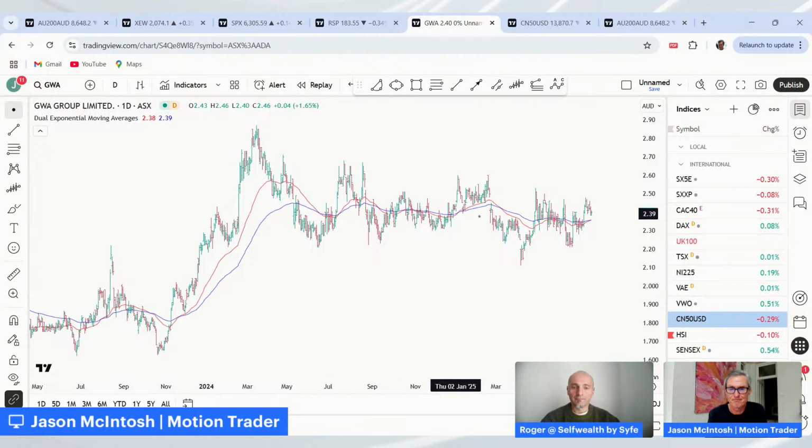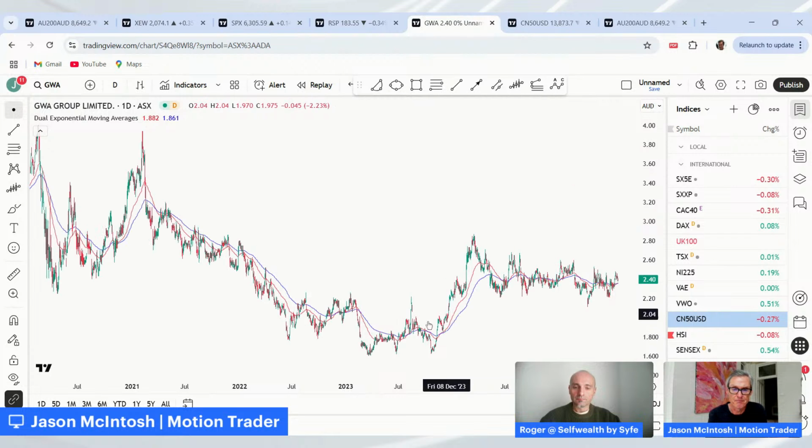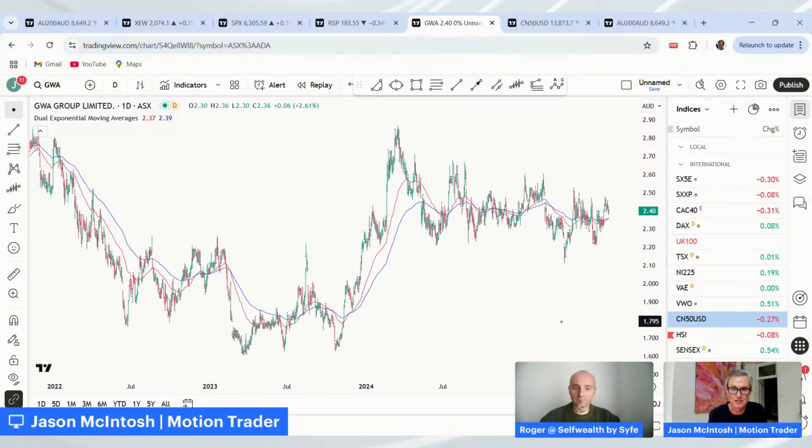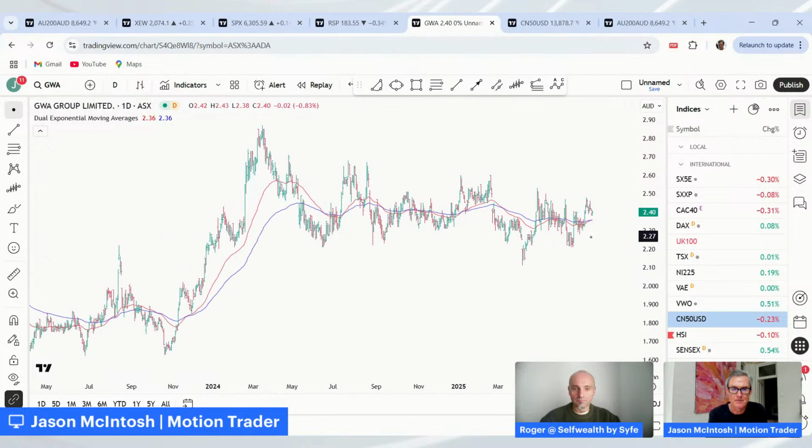GWA, it's been in this long sideways consolidation for, how long has that been? A good year, a bit over a year. Look at this rally from October 23, big rally, and now the pullback and the consolidation. Got a false break lower in April. It's quickly come back. It needs the trigger on the upside for me.